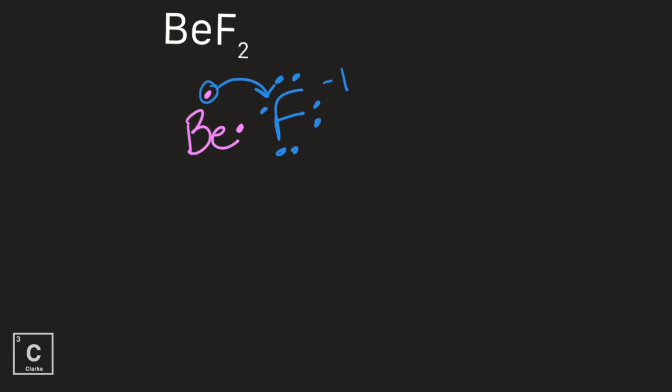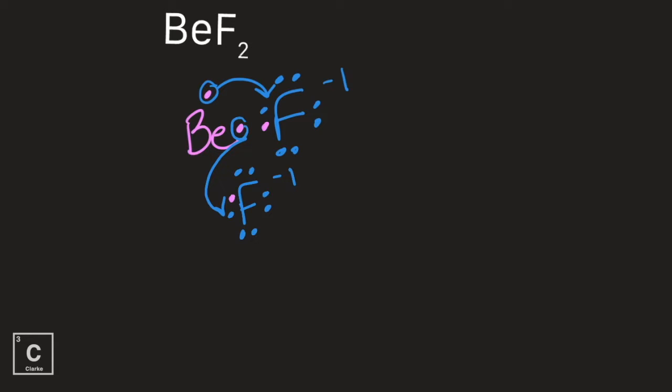And hey, y'all, I did give you a hint by giving you the whole formula, F2. It's going to take 2 fluorines to get this done. So let's put another fluorine with its 7 valence electrons. And then it will also steal an electron. So when we get done, fluorine, also a -1.